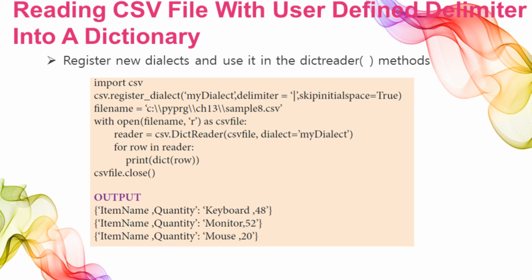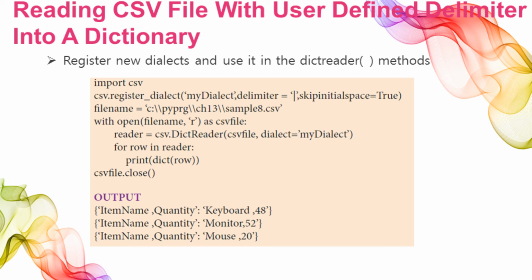Reading CSV file with user-defined delimiter into a dictionary. Now you can also register some new dialect and use it in DictReader. Here DictReader gives an ordered dict by default in its output. Ordered dict means it saves the order in which the contents are added.